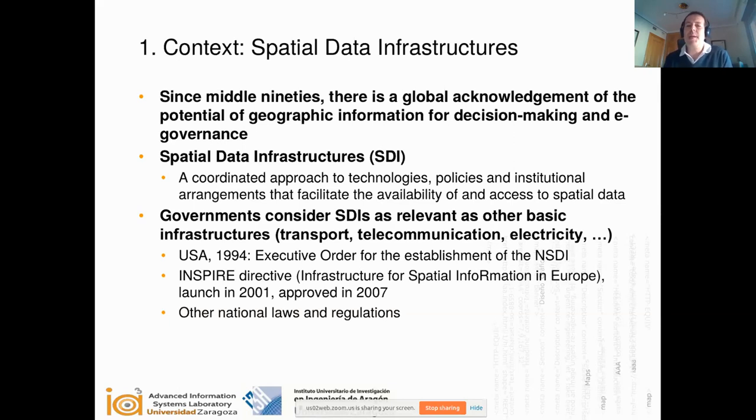In the middle of the 90s, there was an executive order for the establishment of a national spatial data infrastructure in the United States, and this is the beginning of SDIs, let's say. Governments consider SDIs as relevant as other basic infrastructures such as transport, telecommunication, or electricity, and this has happened all around the world since the end of the 90s. For example, in Europe, we have a European directive for the establishment of an infrastructure for spatial information in Europe that is called INSPIRE.